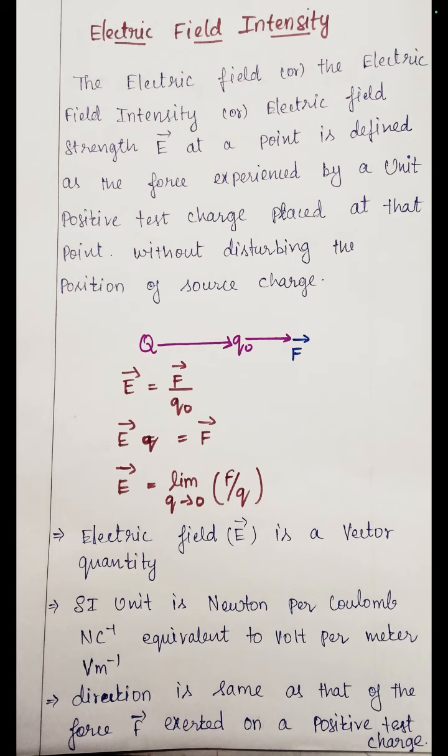So we have written E vector is equal to limit q tends to 0 of force per unit charge, that is F by q. And electric field is a vector quantity, meaning it has magnitude as well as direction, and its SI unit is Newton per Coulomb because the SI unit of force is Newton and the SI unit of charge is Coulomb, and its direction is the same as that of the force exerted on the point test charge.